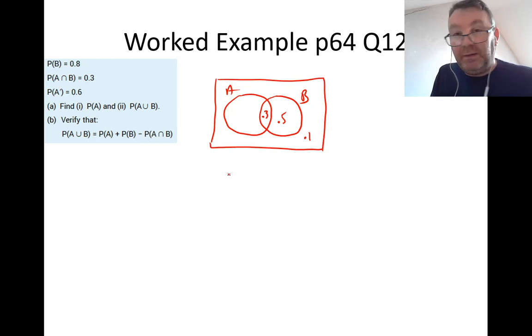And then what are we told? Find P of A. What did I tell you about the universal set when it comes to probability? Everything adds up to 1. It's the highest number we have in probability. 0.3 and 0.5 is 0.8, plus 0.1 is 0.9.